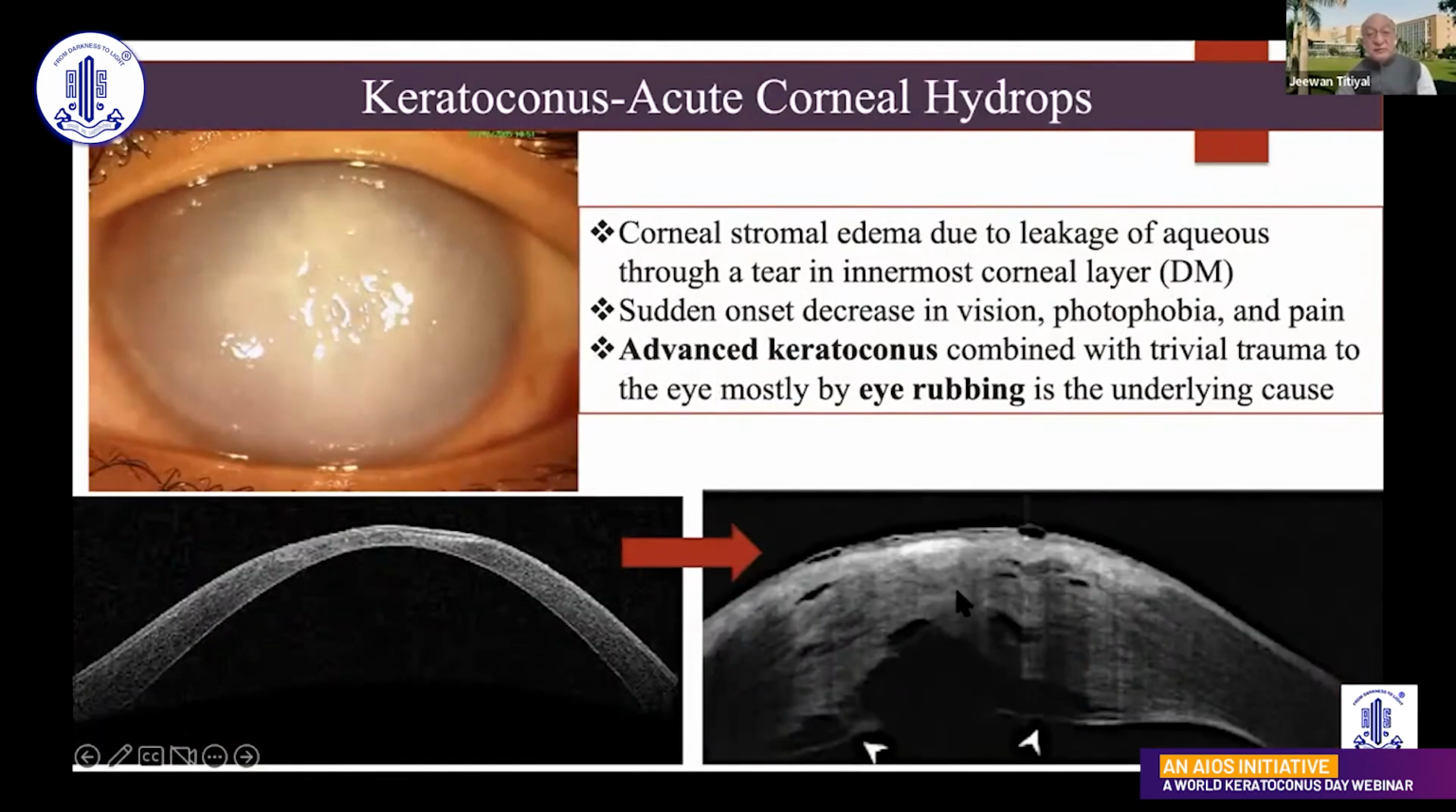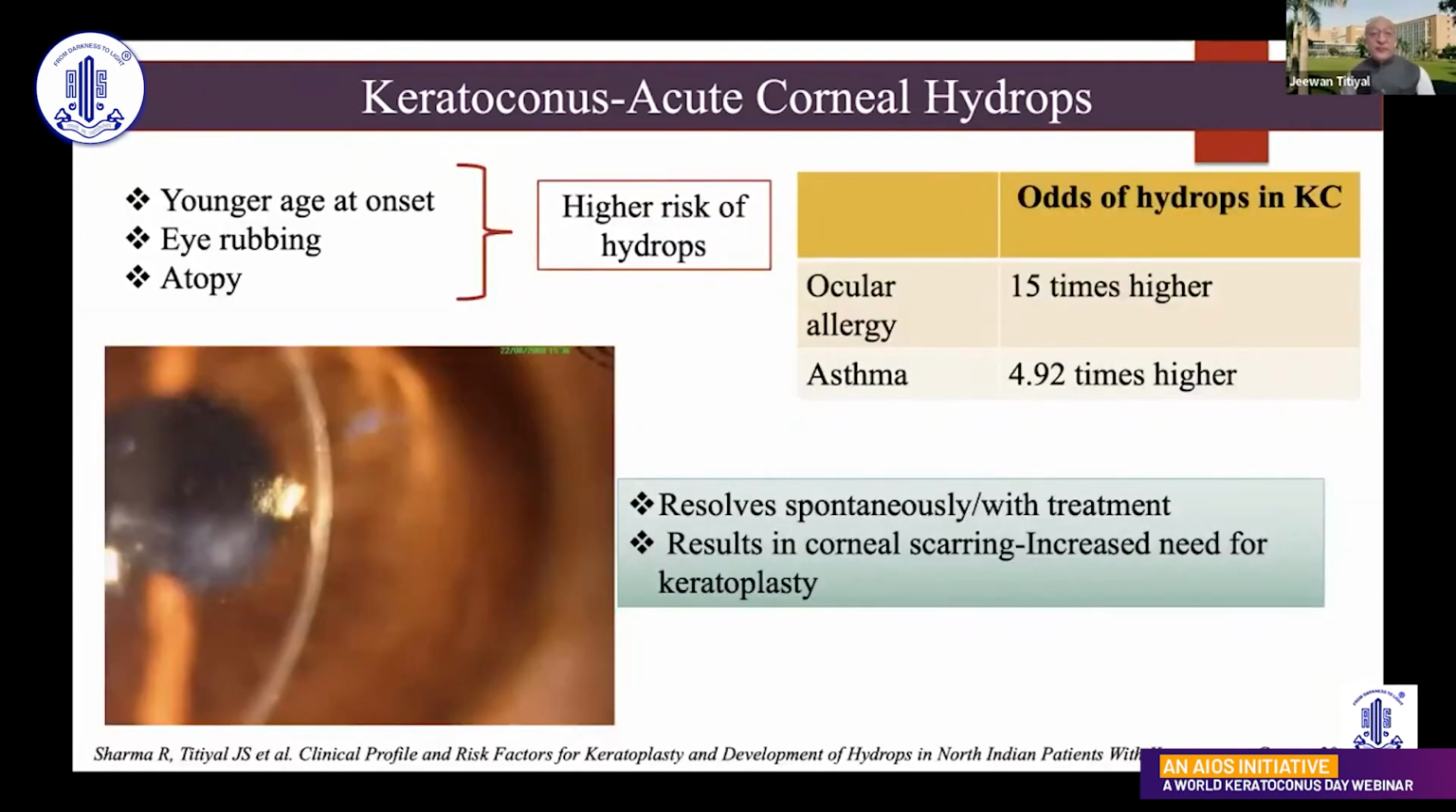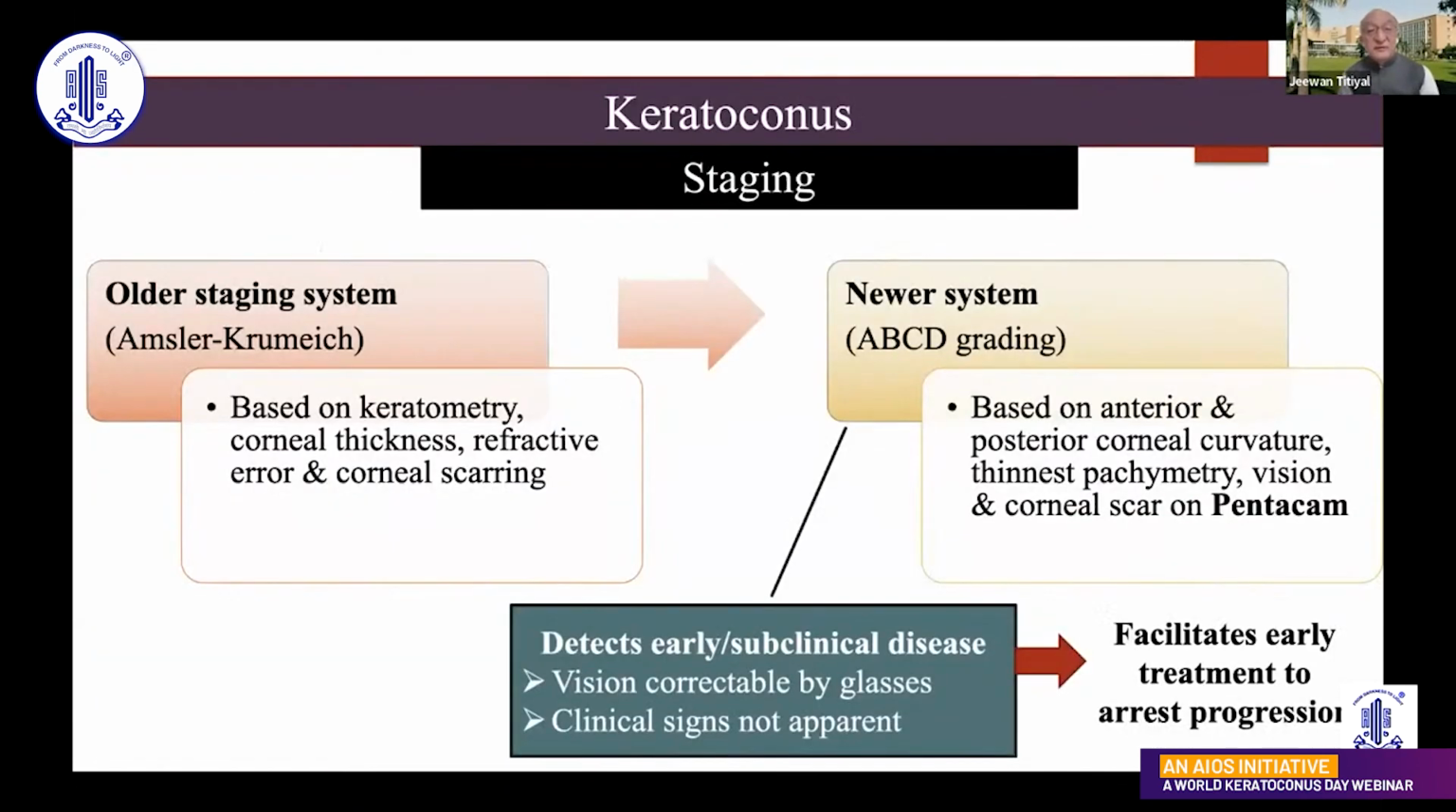Hydrops is not very common for a keratoconus patient, but it is more common in younger patients, especially with a history of eye rubbing and allergies. So it is very, very important to pick up those high-risk cases and treat these patients as early as possible. There are certain risk factors for hydrops, where fluid gets into the cornea with a rupture happening in the deeper part of the cornea. Younger patients, eye rubbing and allergies have higher chances of this happening.